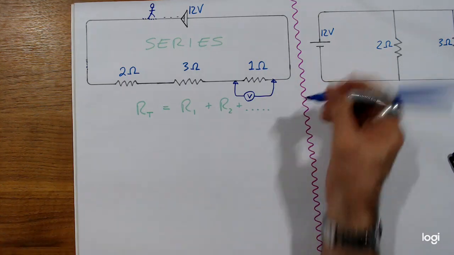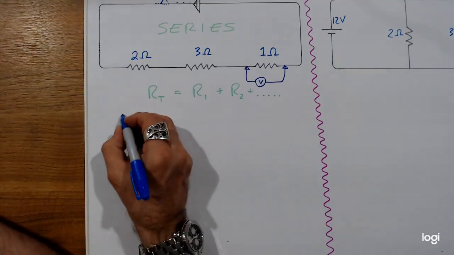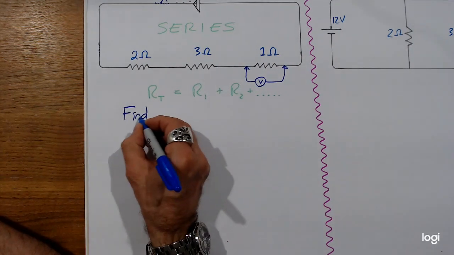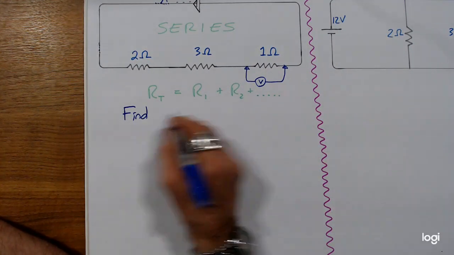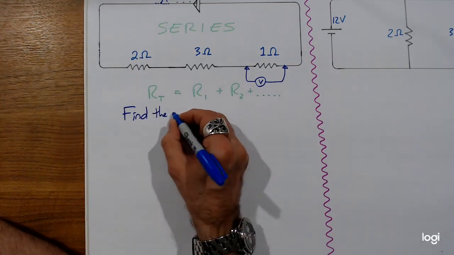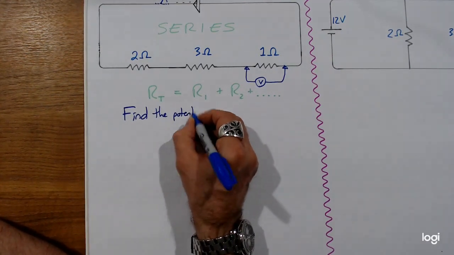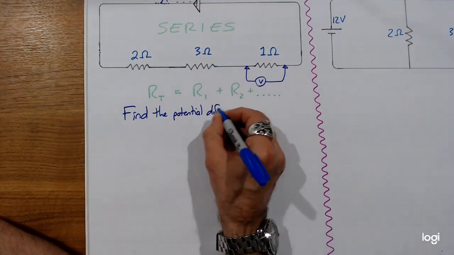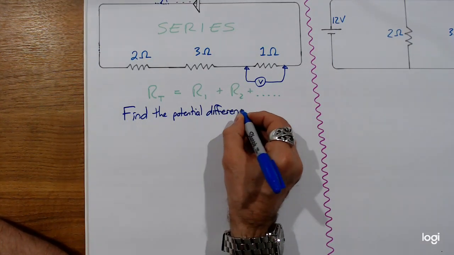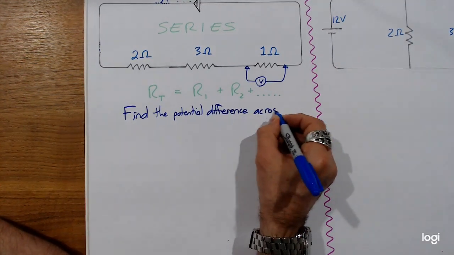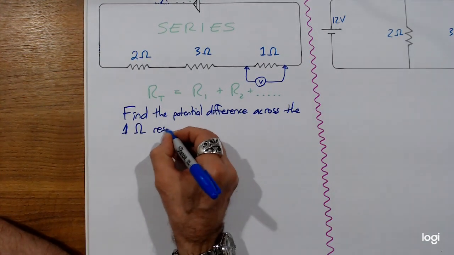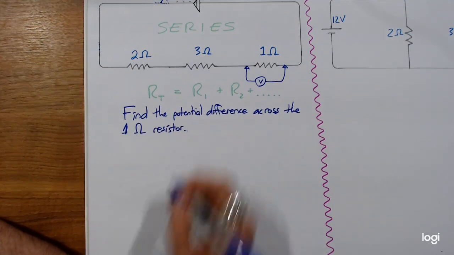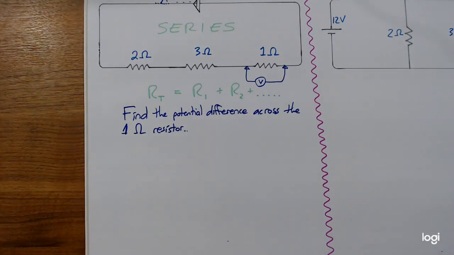So this is what you have to do. If you get a question that says, and this is very typical, worth a few marks in a VCE test question, find the potential difference, sometimes it's called the voltage drop, across the 1 ohm resistor. That's a very typical question. All right, here's how you do it.